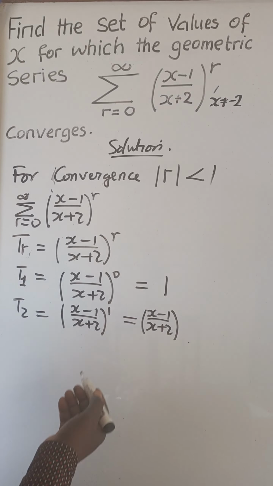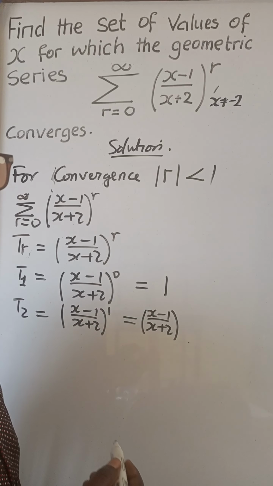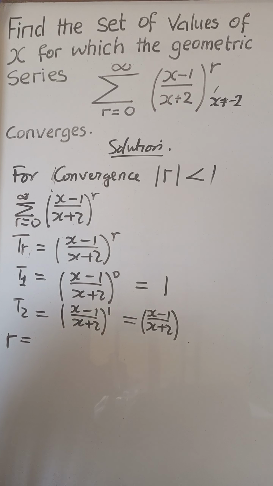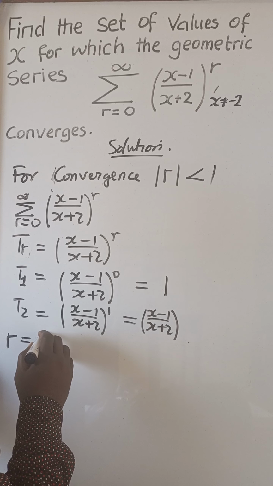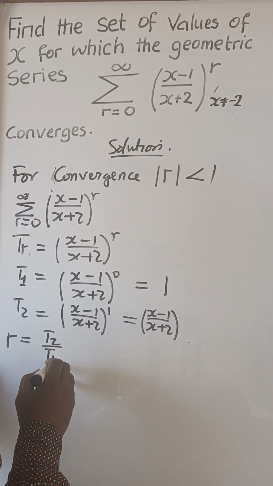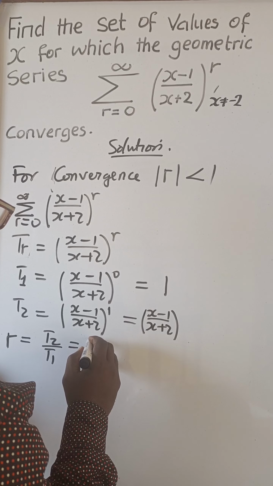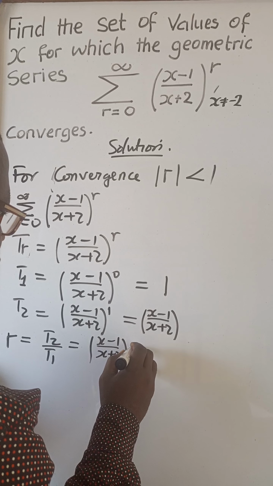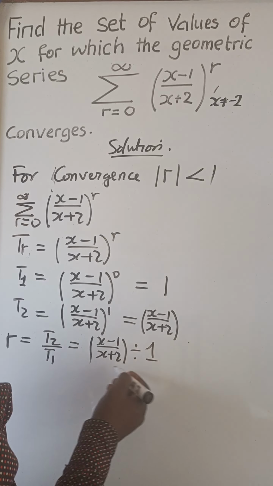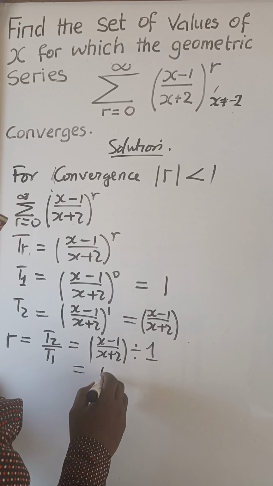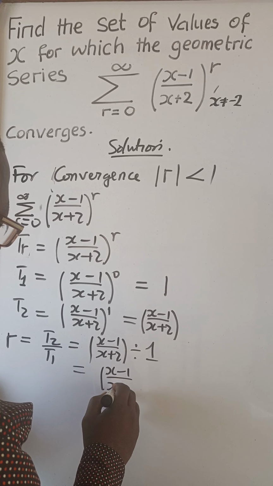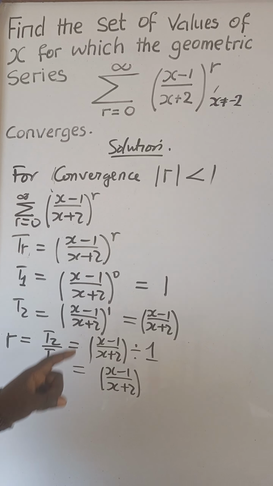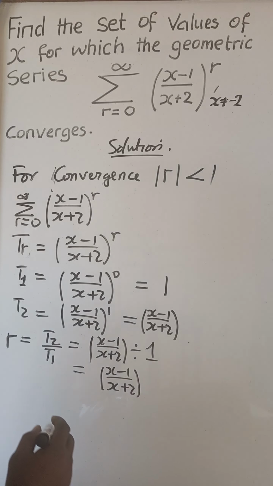From here, we have the first two terms, and we're told that it's a geometric series. If it's a geometric series, we can get the expression for r. The expression for r will simply be T2 over T1. Our T2 is (x − 1)/(x + 2), all of that divided by T1, and anything divided by 1 just gives us the same expression. So this is our common ratio, the expression for the common ratio in this series.